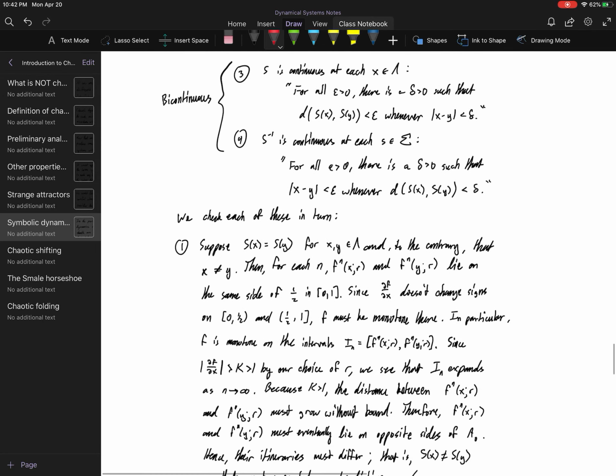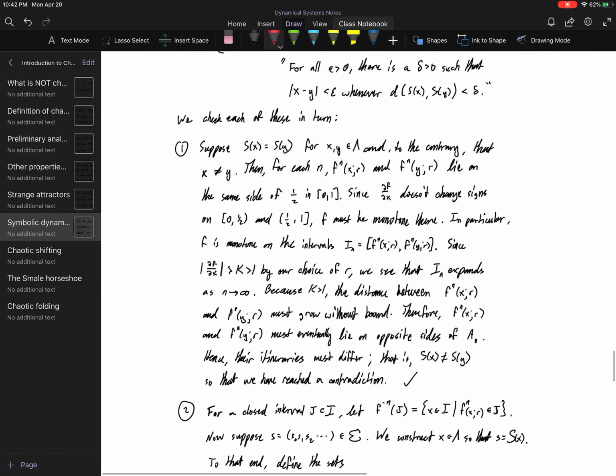So let's argue this to the contrary. Let's see what happens if we get the same itinerary for 2 different points. Then for each n, these 2 guys are going to lie on the same side of 1/2. In fact, they're going to lie on the same side of the A0 subset. Why? Because they have the same itinerary. They have to lie on the same side of the A0 interval. Great. And notice that the derivative here, partial f, partial x, doesn't change signs on either of those 2 intervals. So f is actually monotone there.